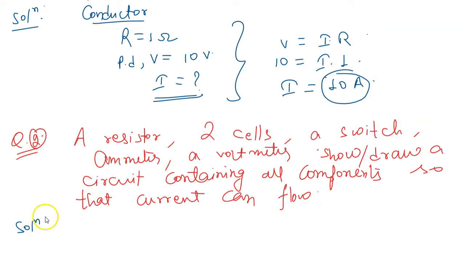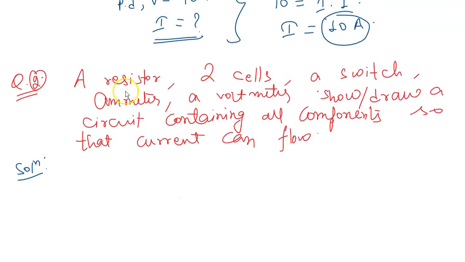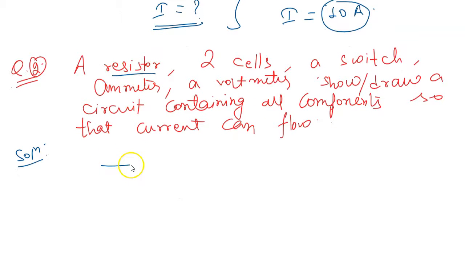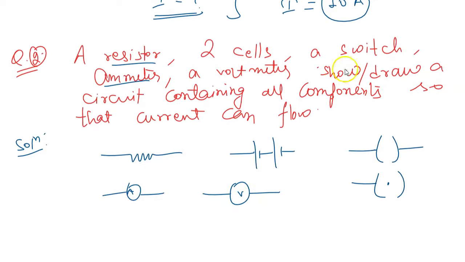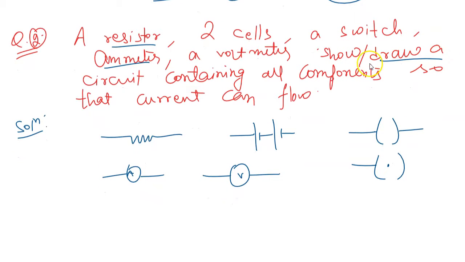So here we can see this is a very simple question, guys. What all things are there? A resistor is there. So this is a resistor. Two cells are there. A switch is there. So the switch may be closed or open. It depends upon us what we will select. An ammeter is there. This was the symbol of ammeter. A voltmeter is there. Now if we look at the question, we need to draw a circuit containing all the components that we have here so that current can flow.